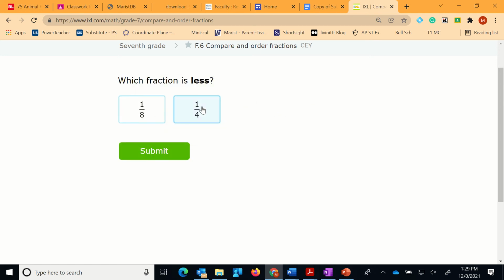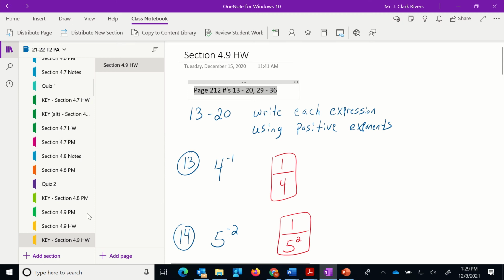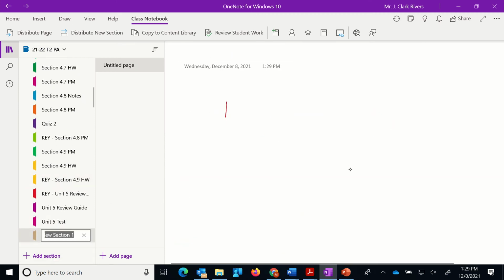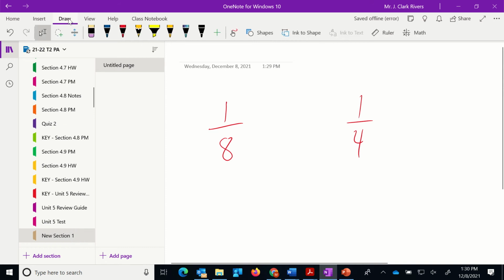Which fraction is less? Okay, here we have different denominators, right? So let me show you how we do this. 1/8 and 1/4. Let me get a new page going here. 1/8 and 1/4. We need to find a common denominator. To do that, we got to find the LCD. What's the LCD of 8 and 4? We just did this. The LCD is 8. So how do we change a 4 into an 8 using multiplication? We're going to multiply by 2. 4 times 2 is 8.